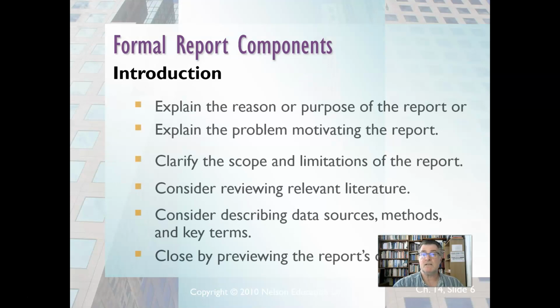Okay, introduction, as I mentioned as well. It explains the reason or the purpose of the report. Why does it exist? What is it seeking to do? What is it hoping to change? Also, the problem that's motivating the report. Again, to use climate change as a possible example, or forest fires, or something like that.